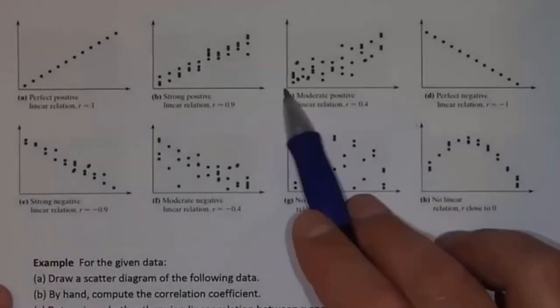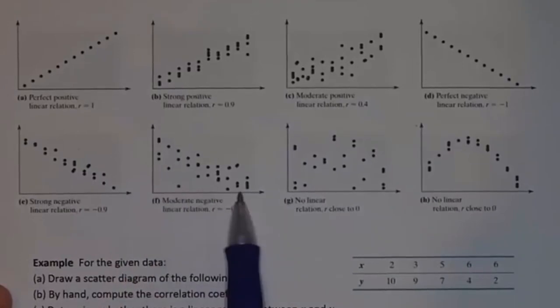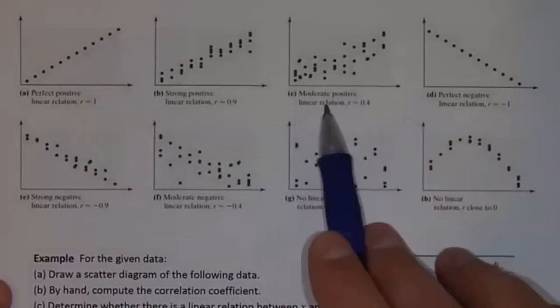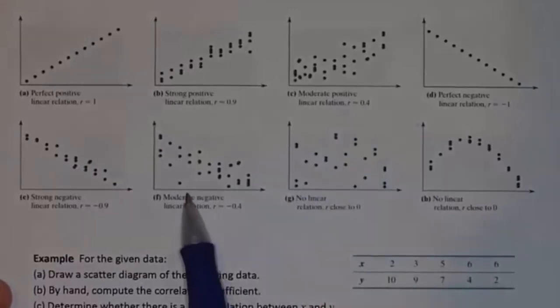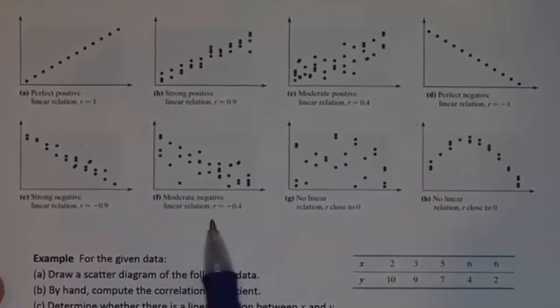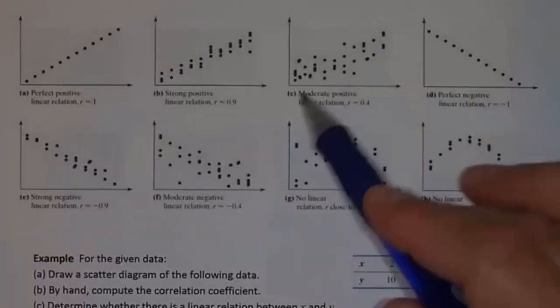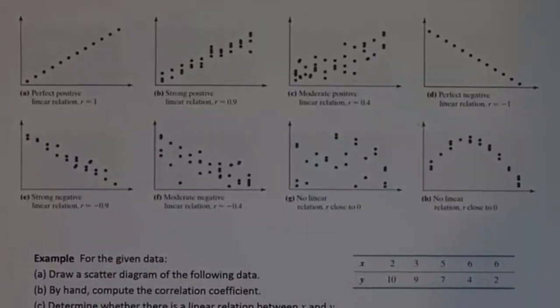Likewise, here we have somewhat of a positive association, and here we have somewhat of a negative association. So this might be, well, the author calls this a moderate positive linear relation, and this might be a case where R equals +0.4, whereas this might be R equals negative 0.4, a moderate negative linear relation. So again, 0.4 and negative 0.4 mean the same thing in terms of how strong the linear relationship is. Positive just means it's got an upward trend, right? It's positive association. Negative just means we have a downward trend, so it's a negative association.